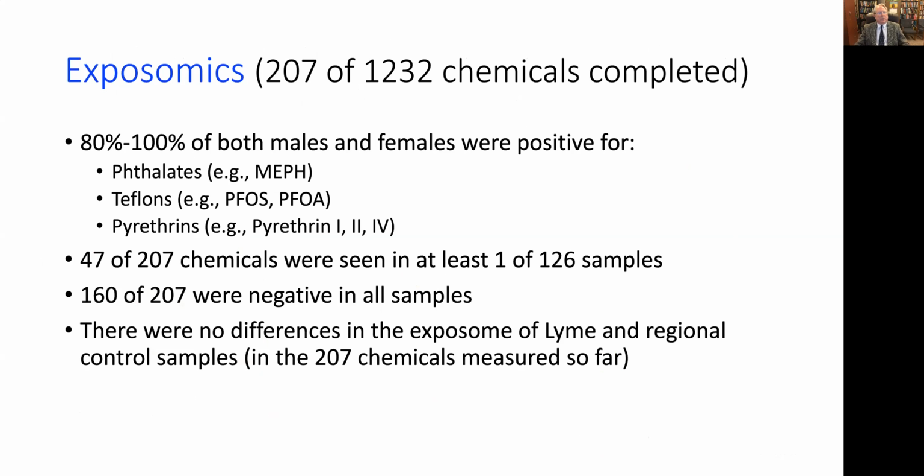To turn quickly to the exposomics, this is reporting on 207 of the 1,232 chemicals. What we can say is that 80 to 100%, and in fact this number is now actually 100%, of both males and females were positive for at least one phthalate, at least one Teflon, and at least one pyrethrin. So these are universally found in the exposome in this study. In addition, there are 47 other environmental chemicals that were seen in at least one of the samples. The others were negative. A key question that we wanted to answer is whether the exposome of Lyme disease is different in different regions of the country. So far, there were no differences.